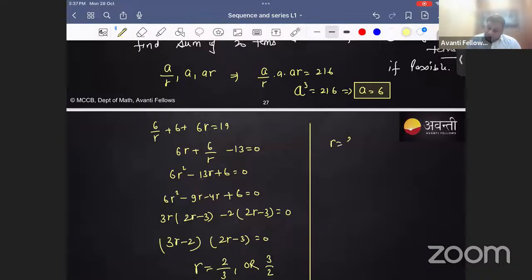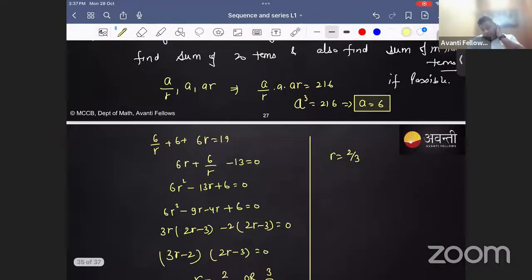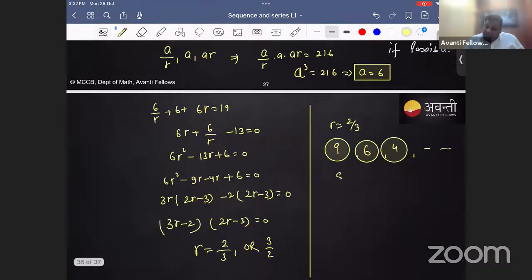Now, if R is 2 by 3, what is the first term? 6 upon R, which means 6 divided by 2 by 3, which is 9. The second will be A, that was 6. The third will be AR, that is 4. The fourth will be something like this. Now, in this case, what is the sum up to infinite terms? Sum of infinite terms means first term upon 1 minus R. Here A is not the first term; A by R is the first term. So this 9 is your first term. So 9 upon 1 minus 2 by 3, so the sum goes 27.